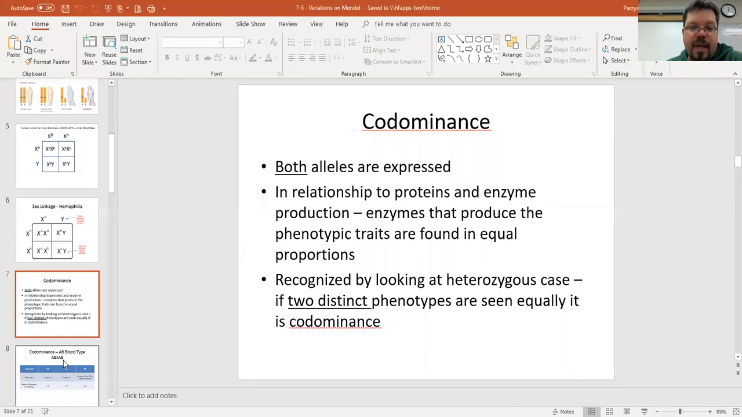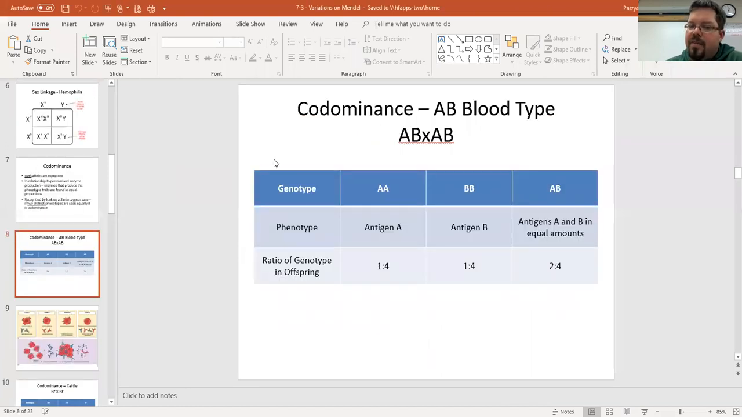So an example is blood type. I don't know if you guys have heard of this, but type A and type B and type AB blood types. Maybe some of you know what your blood type is. Those individuals that have type A will produce the type A antigen. Those individuals that have type B will produce the type B antigen. But those individuals that are type AB will produce these antigens.